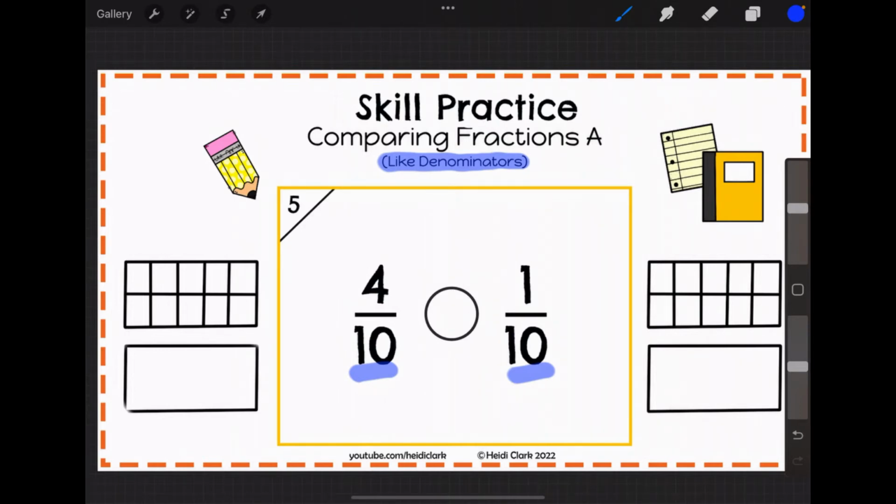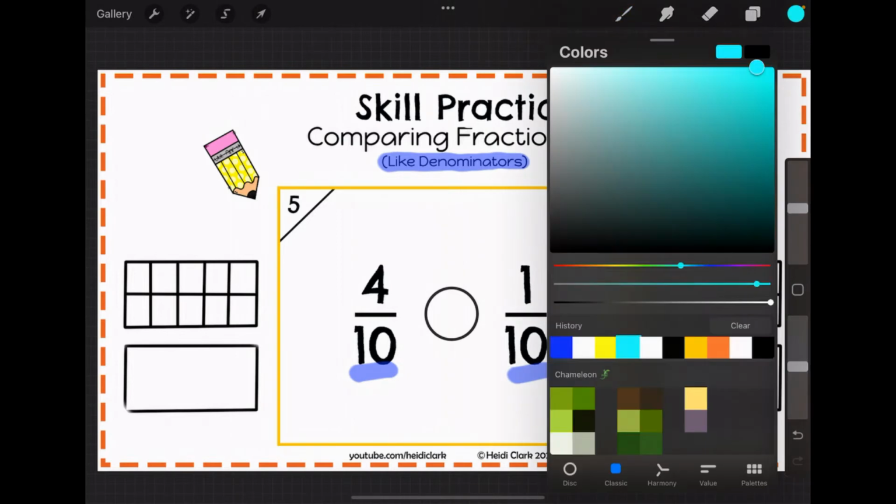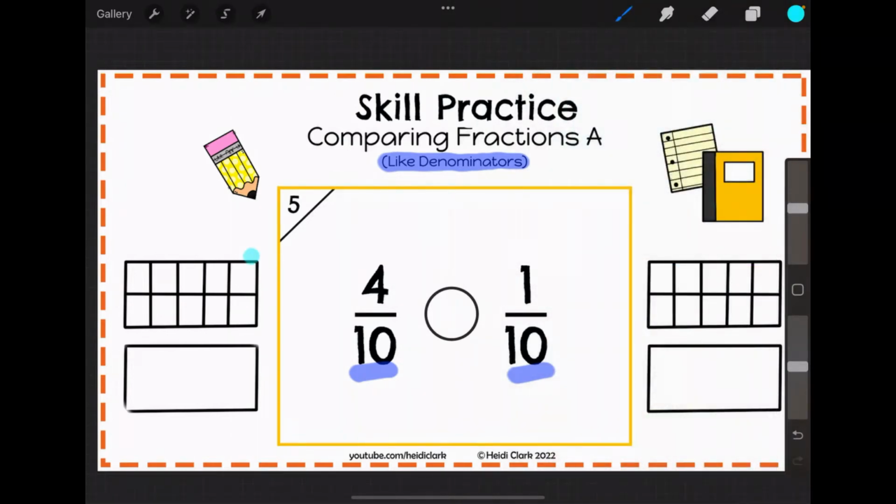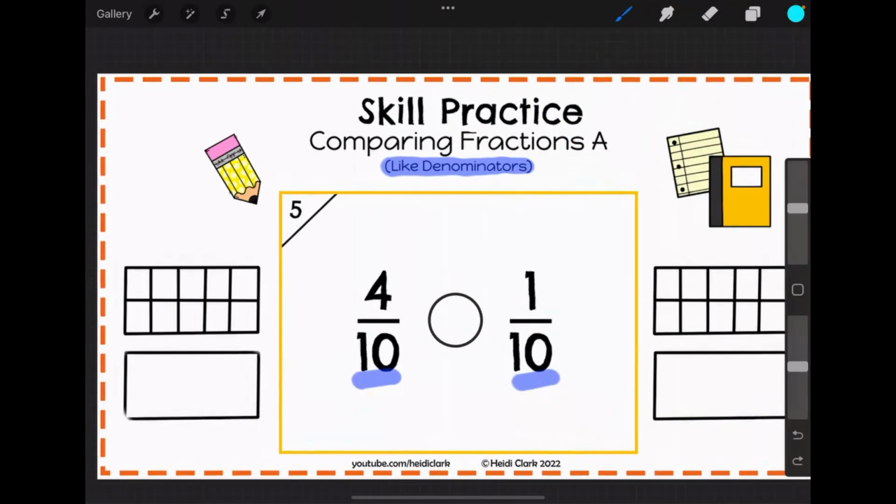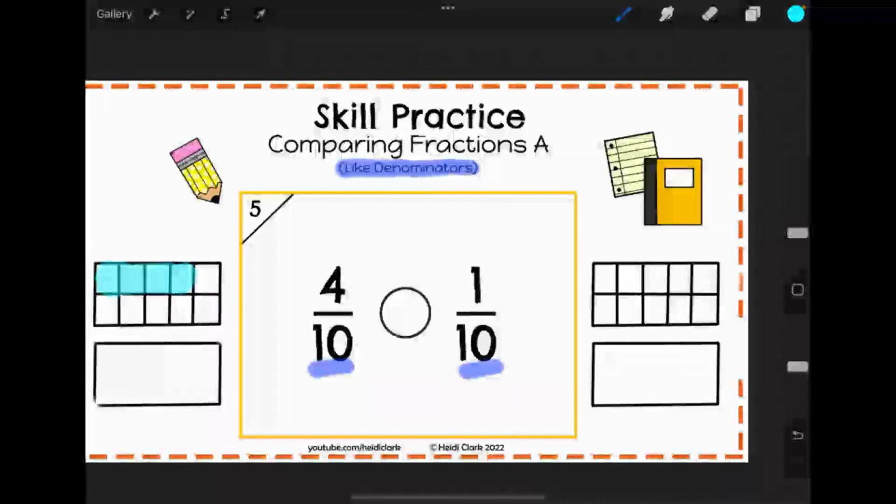And then we can go ahead and we'll fill this in so that we have our model. So 4 of these pieces looks like this versus 1 piece looks like that. Since the pieces are the same size anyways, we can assume that having more would be better, right? So 4/10 is the greater fraction.